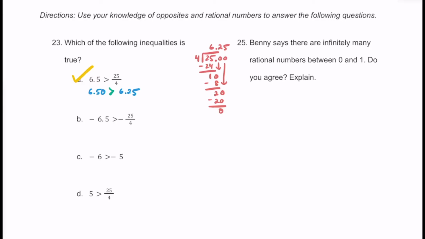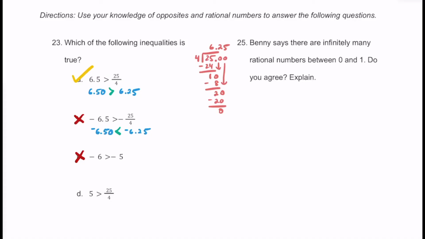Now, just for good measure, if we were comparing these next ones to get some extra practice, this is negative 6.5, and we already know that 25 fourths is 6.25, so this would be negative 6.25. We can add a 0 here, so this should technically be less than instead, right? So that's why this one doesn't work. Okay, just to verify that. For this next one, negative 6 is not greater than negative 5. Negative 6 is indeed smaller than negative 5, so that one definitely doesn't make sense.